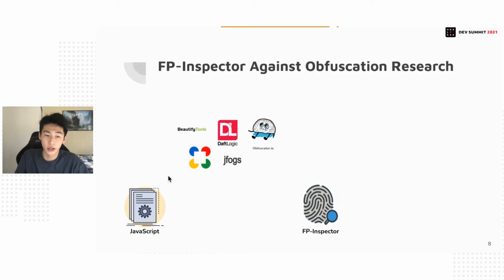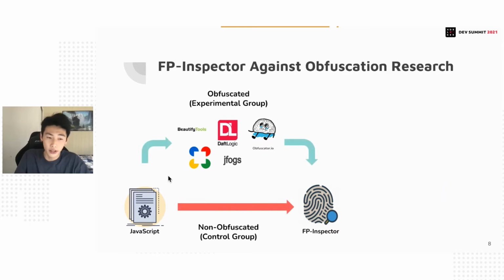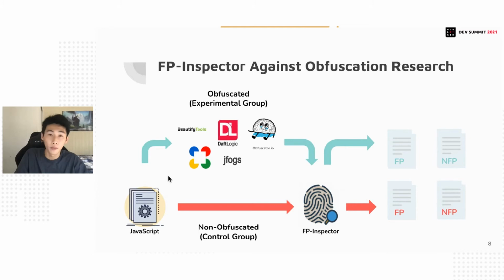So here's my research approach on FP Inspector against obfuscation. We first obfuscate scripts using various publicly available code obfuscators, such as build-file tools, Google Closure Compiler, Draft Logic, JFox, and Obfuscator.io. Then we put FP Inspector to the test against both obfuscated and non-obfuscated scripts. We then use the confusion matrix to visualize the performance of the classification model.